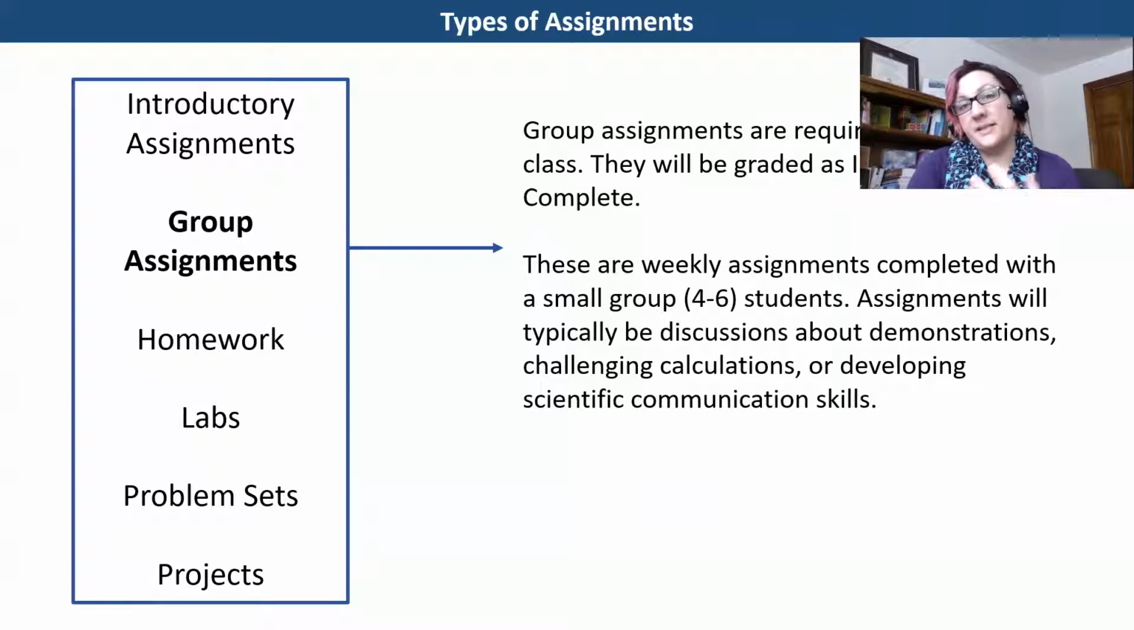Then we'll have group assignments. These are also required to pass the class, and they're going to be graded as either incomplete or complete. These are weekly assignments that you'll complete in a small group that will be formed in the first week of class. 4 to 6 students, you'll work with the same students all quarter. These assignments are usually going to be discussions about demonstrations or group working on a calculation or working through scientific communication skills. You'll be expected to complete all of these.